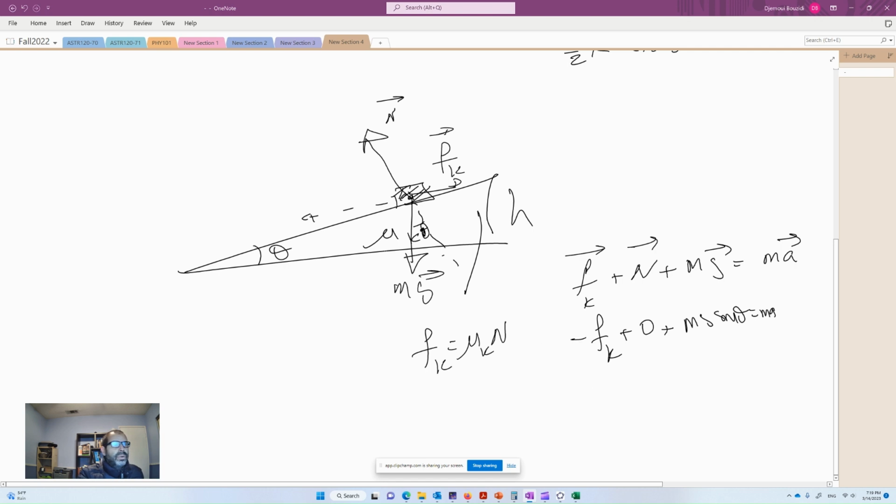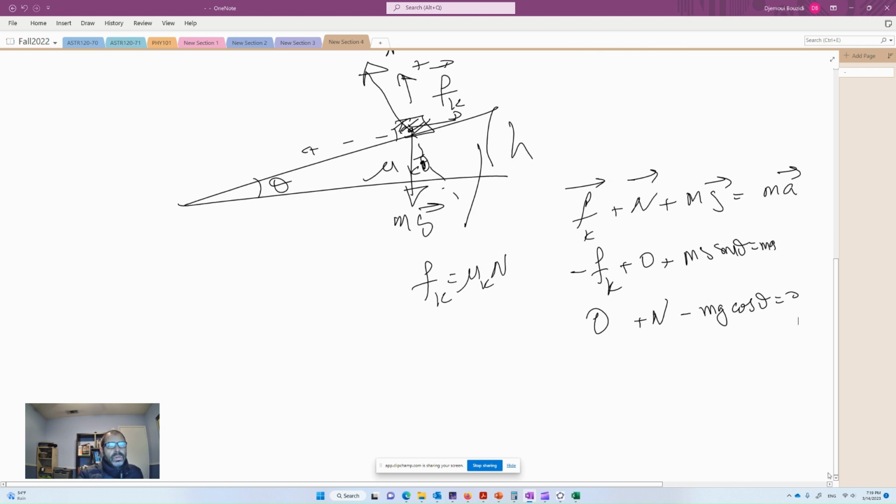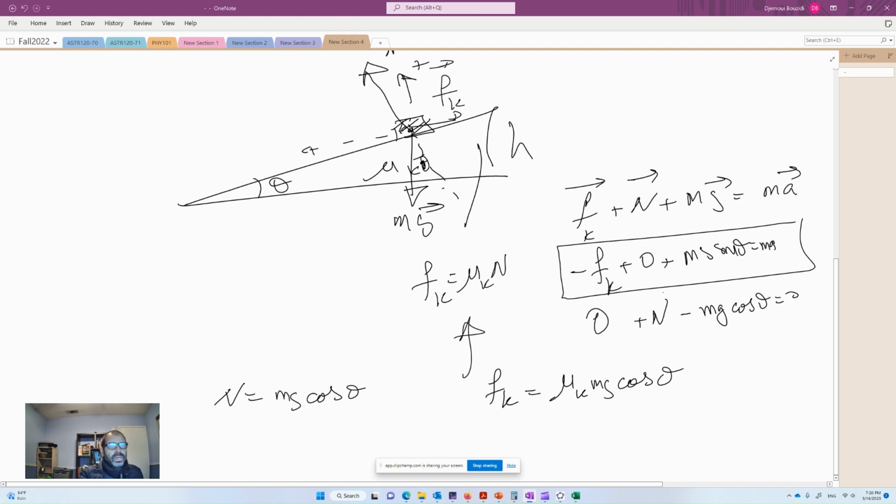And then furthermore, in the y-axis, or at least the perpendicular direction, Fk has zero component, the normal is positive. I'm taking this direction to be positive. And then minus mg, and now I'm dealing with the adjacent to theta, which is cosine theta, must be equal to 0 since this is not moving up and down. From here, we can solve for n, and n turns out to be equal to mg cosine theta, and this gives me the force of friction equal to mu k mg cosine theta, and plug it into this expression. Finally, I can find the acceleration.